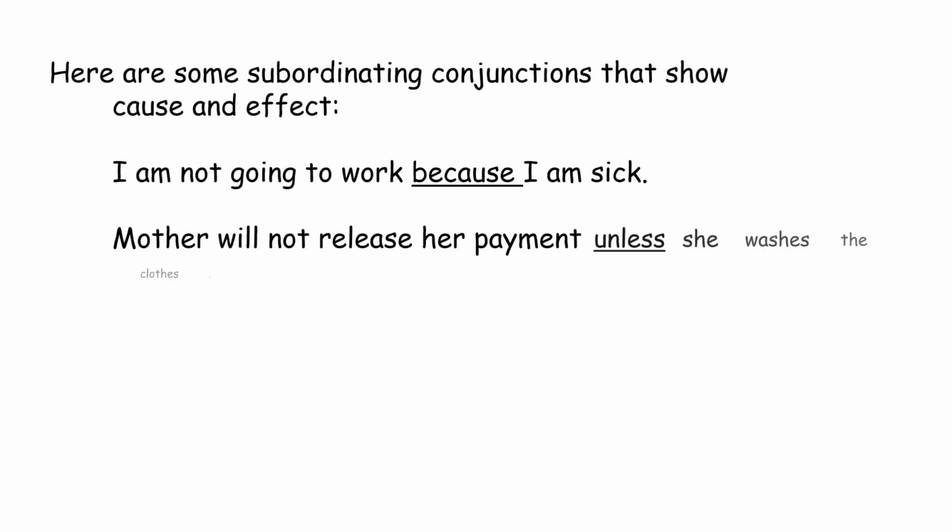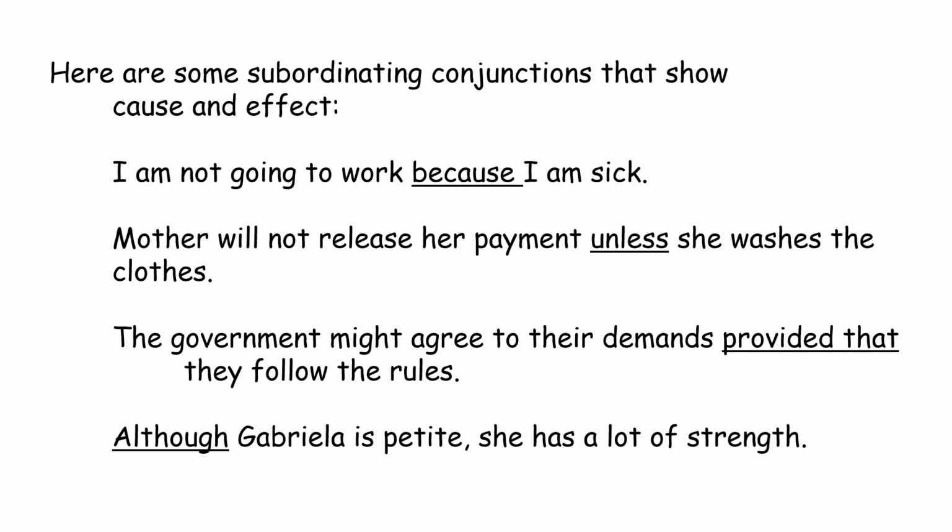Now, let's look at some subordinate conjunctions that show cause and effect. I am not going to work because I am sick. Mother will not release her payment unless she washes the clothes. The government might agree to their demands provided that they follow the rules. Although Gabriela is petite, she has a lot of strength.